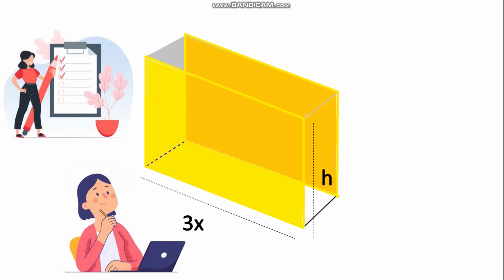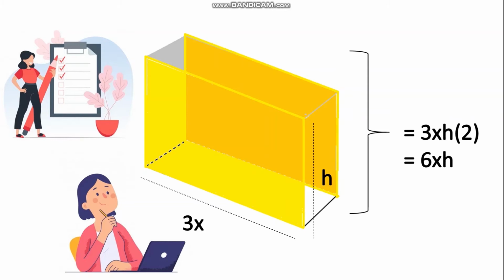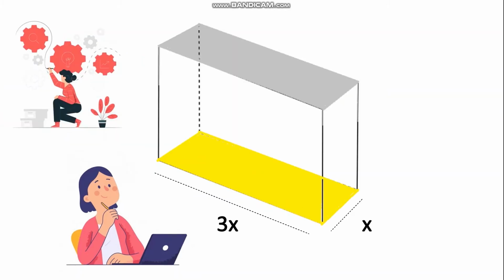The area of these two front side rectangles is 6SH. And last, the base rectangle. The width and length are 3S and S. The area of it is 3S squared.